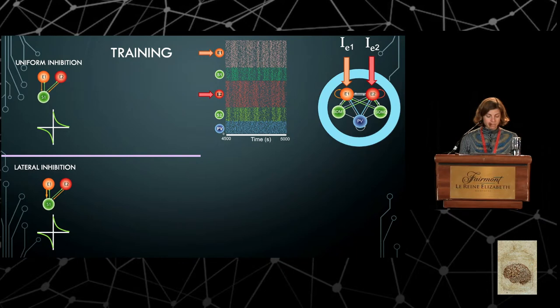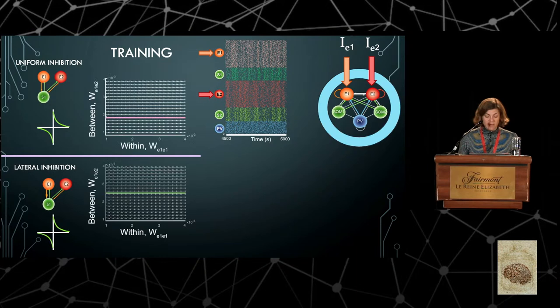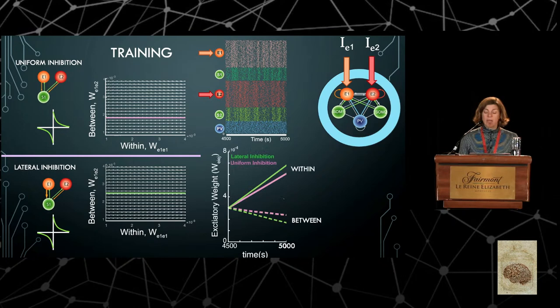If we look at the phase plot diagrams for the training period itself, you'll see everything is just moving to the right in both networks, meaning that we would expect the within-assembly synapses to become stronger, and this is exactly what we see. They become stronger in both networks, and the between synapses become weaker. Okay, so what happens post-training? What do these networks do?